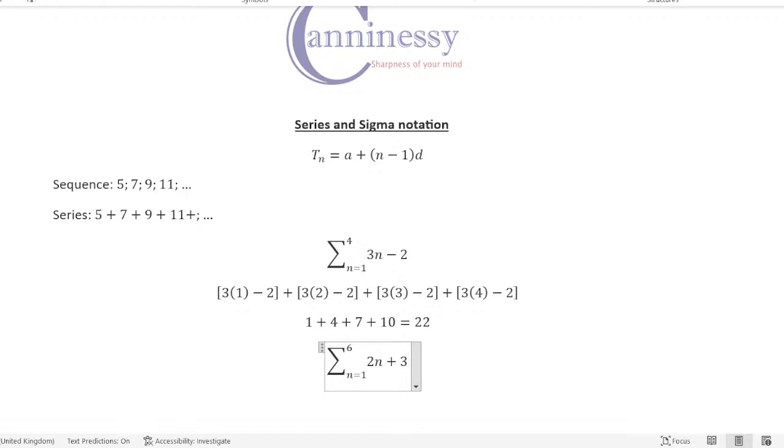This means that the first 6 terms must be added together. That's what this means. So it means that the first 6 terms must be added together.